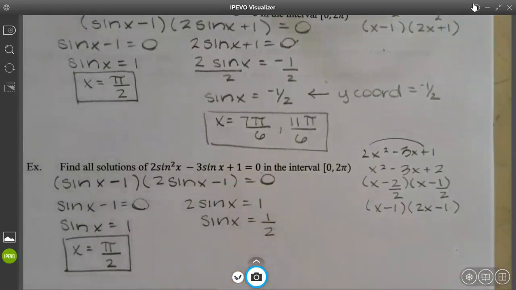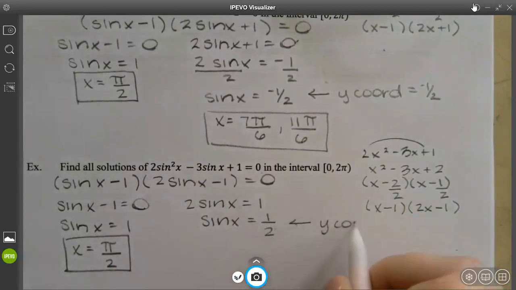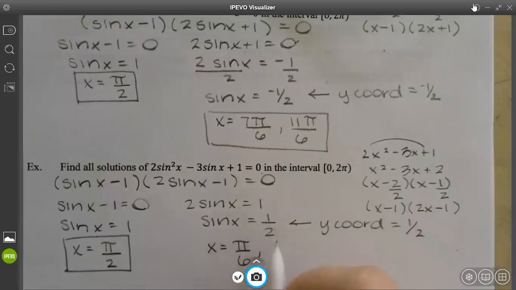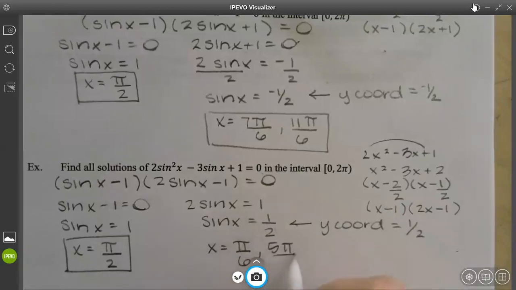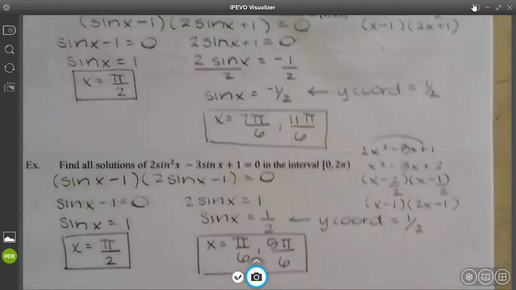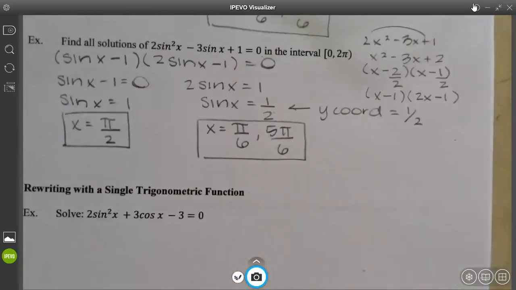Where do we have positive 1/2 y coordinates? So y coordinate is 1/2. I'm sorry, go ahead. Pi over 6 and 5 pi over 6. Very good.